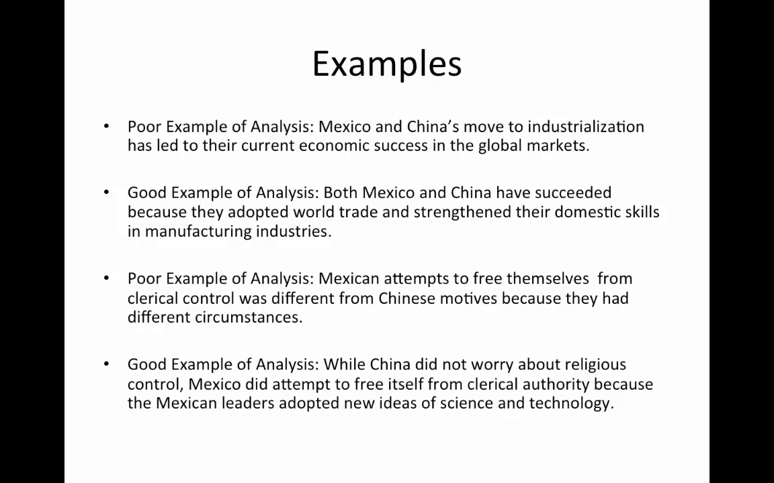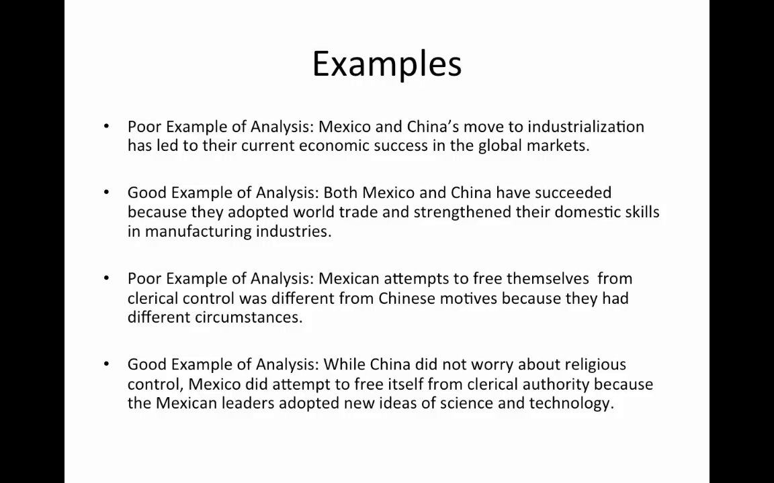Okay, let's take a look at some examples. So I'm going to give you this time around a poor example, and then we're going to fix it up right afterwards to see how you can make this a little bit better. Poor example of analysis. Mexico and China's move to industrialization has led to their current economic success in the global markets. Okay, there's some really good things about this. One, both societies are there. Two, this is very specific. This is not referencing. This is really specific.